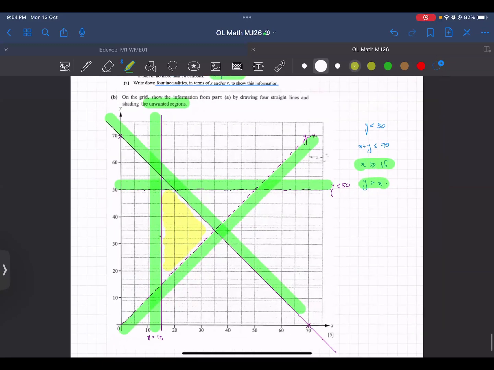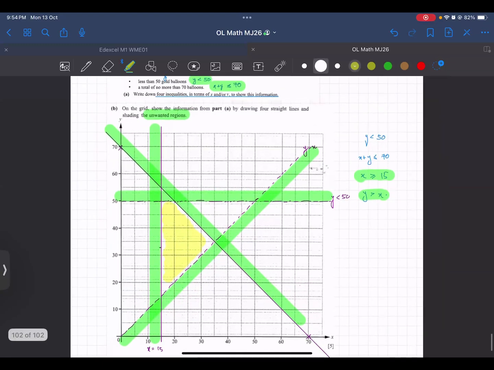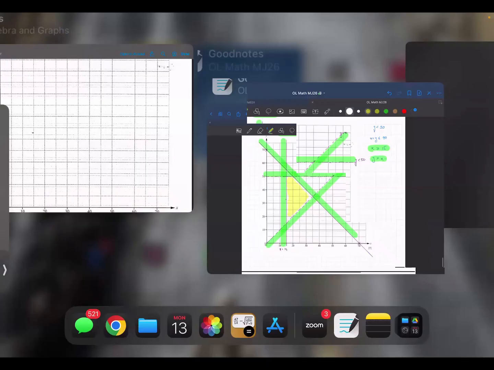This is the answer. And this was a 5 marks. So look, we found the inequalities as well, and then we drew all of the lines as well, and then we shaded the relevant unshaded parts, and we found the part which they actually wanted. So this was a very elaborate question. Everything was included.